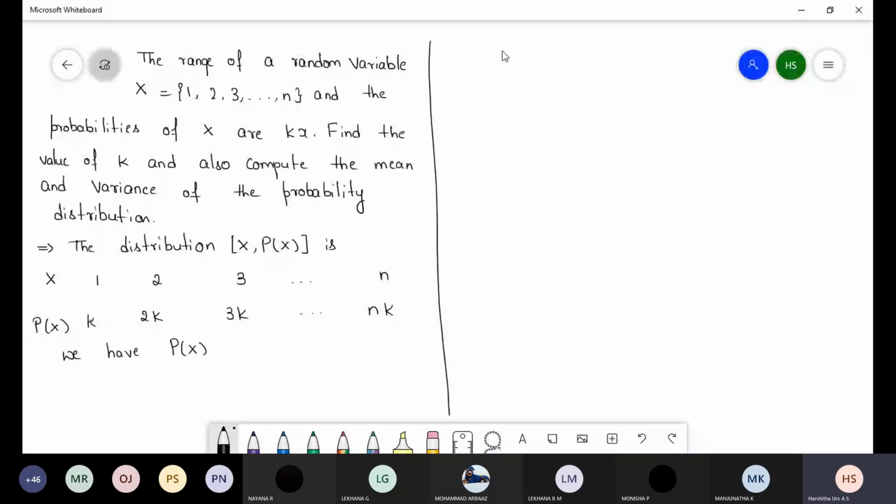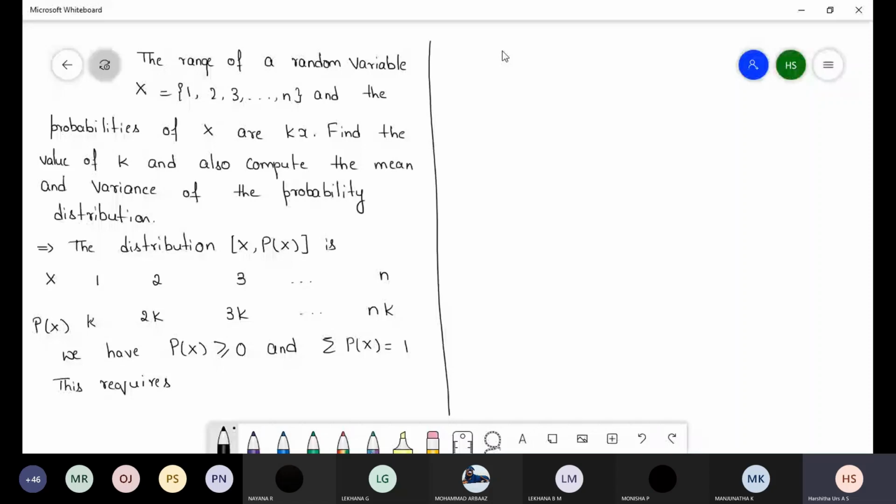So here we all know this requires k is greater than or equal to 0 and the sum of all the terms. So I just write the sum of all the terms, k plus 2k plus 3k up to nk is equal to 1. Here I write k as common. So 1 plus 2 plus 3 up to n is equal to 1. Yes, we have one formula for the sum of all the numbers.